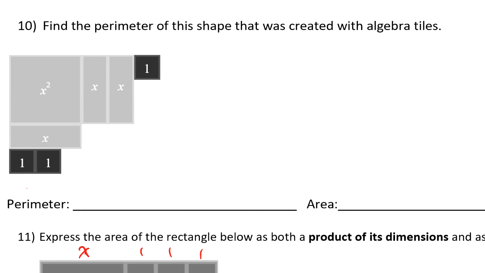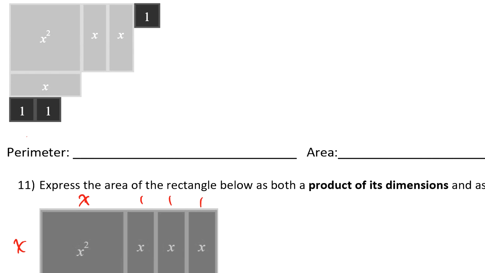So we've got a tile pattern shape here created with algebra tiles, and we're asked to identify both the perimeter and the area of the shape. I didn't notice it, but it does say down below that it asks for the perimeter and the area. Almost all of you got the area correct, right?